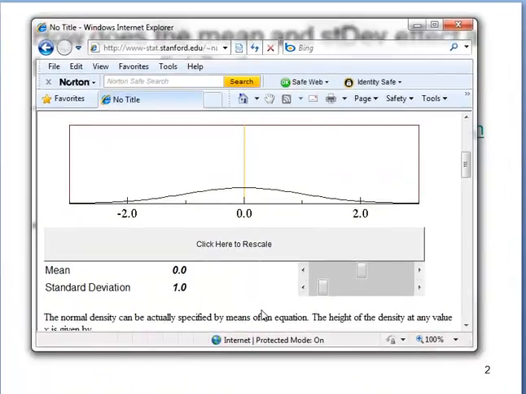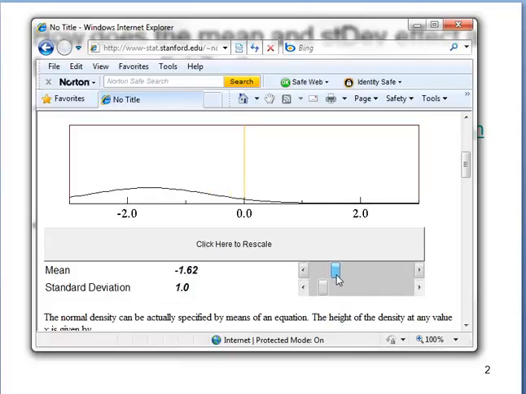And if you look here, we start out with a mean at 0 and a standard deviation of 1. So this is what we call a standard normal curve. Notice that if I move the mean, the curve tends to skew to the right. If I move the mean in a positive direction, the curve tends to skew to the left.